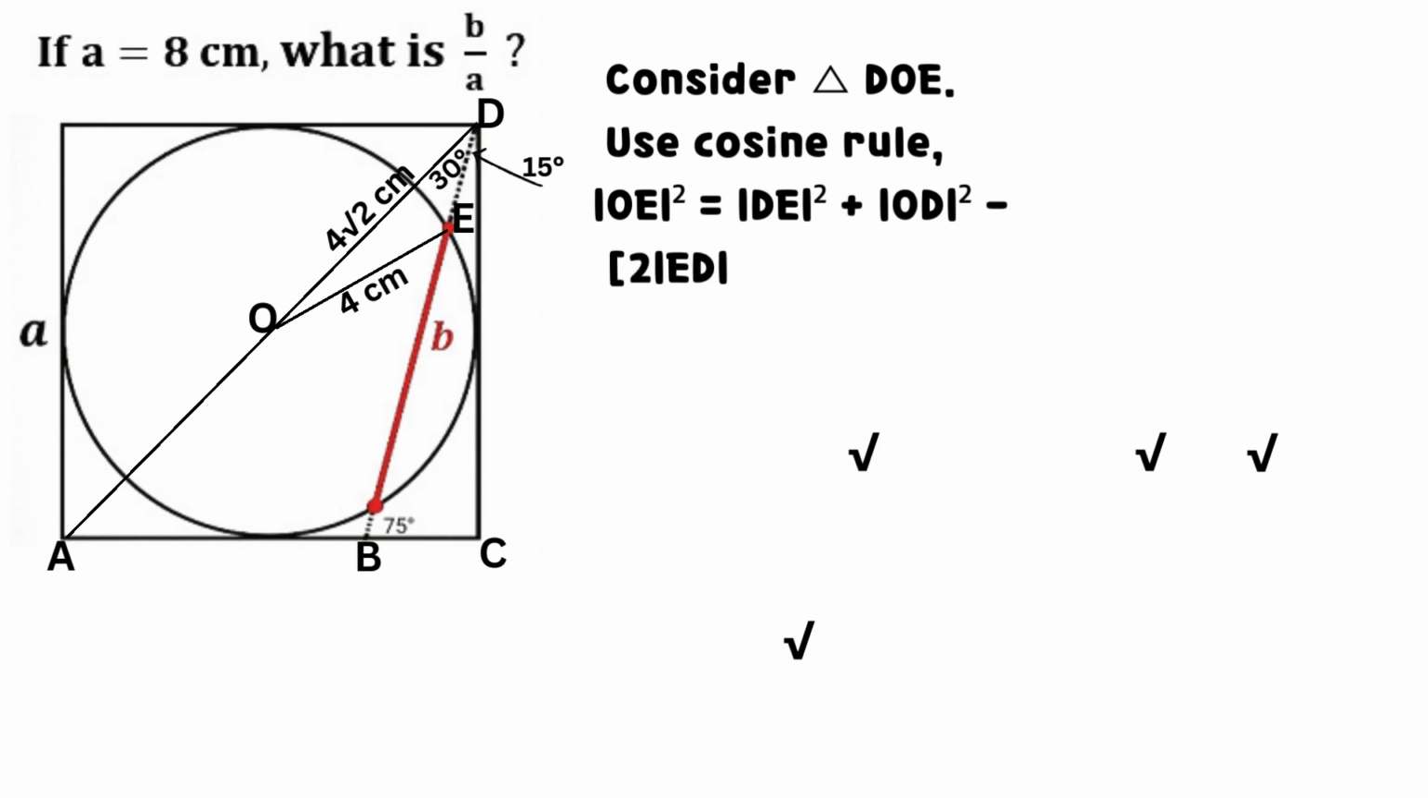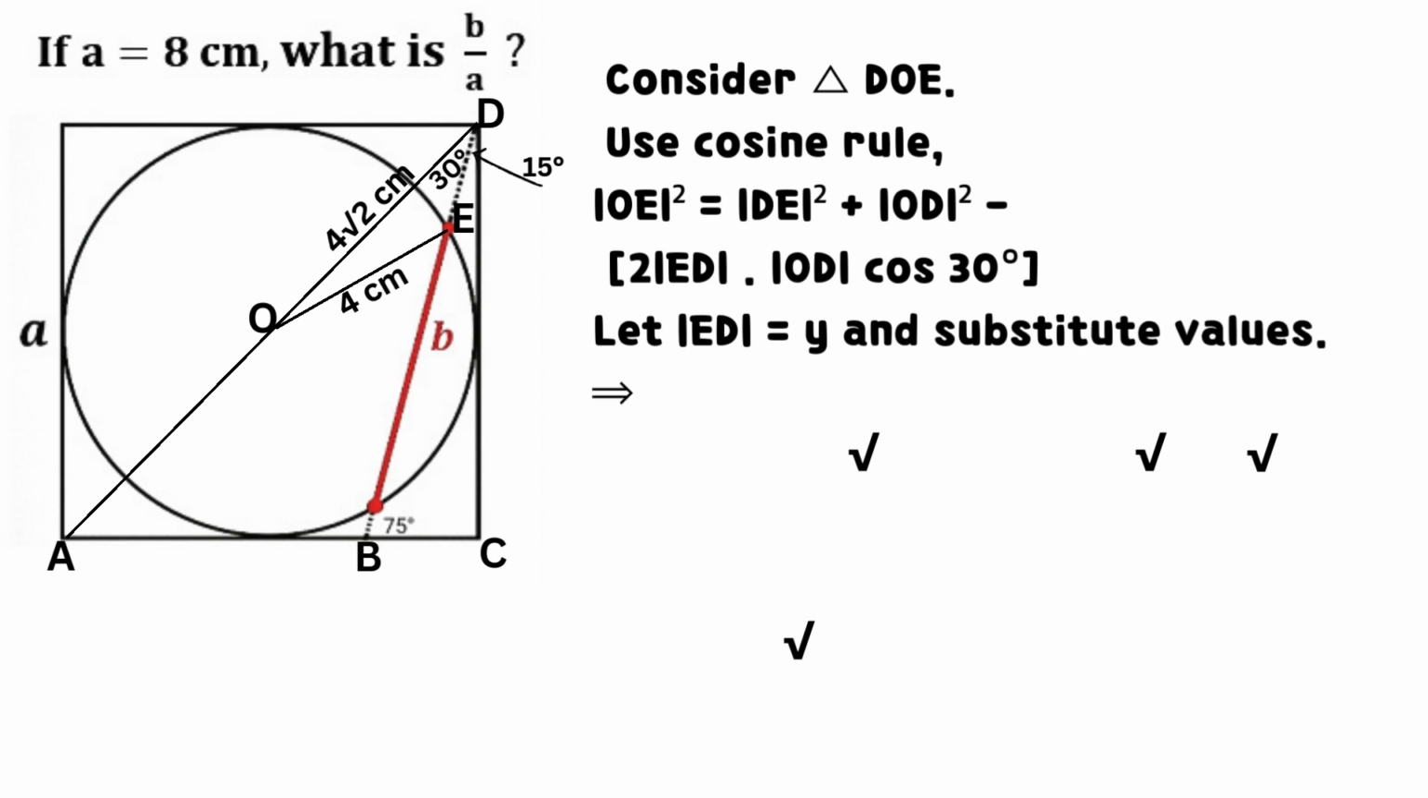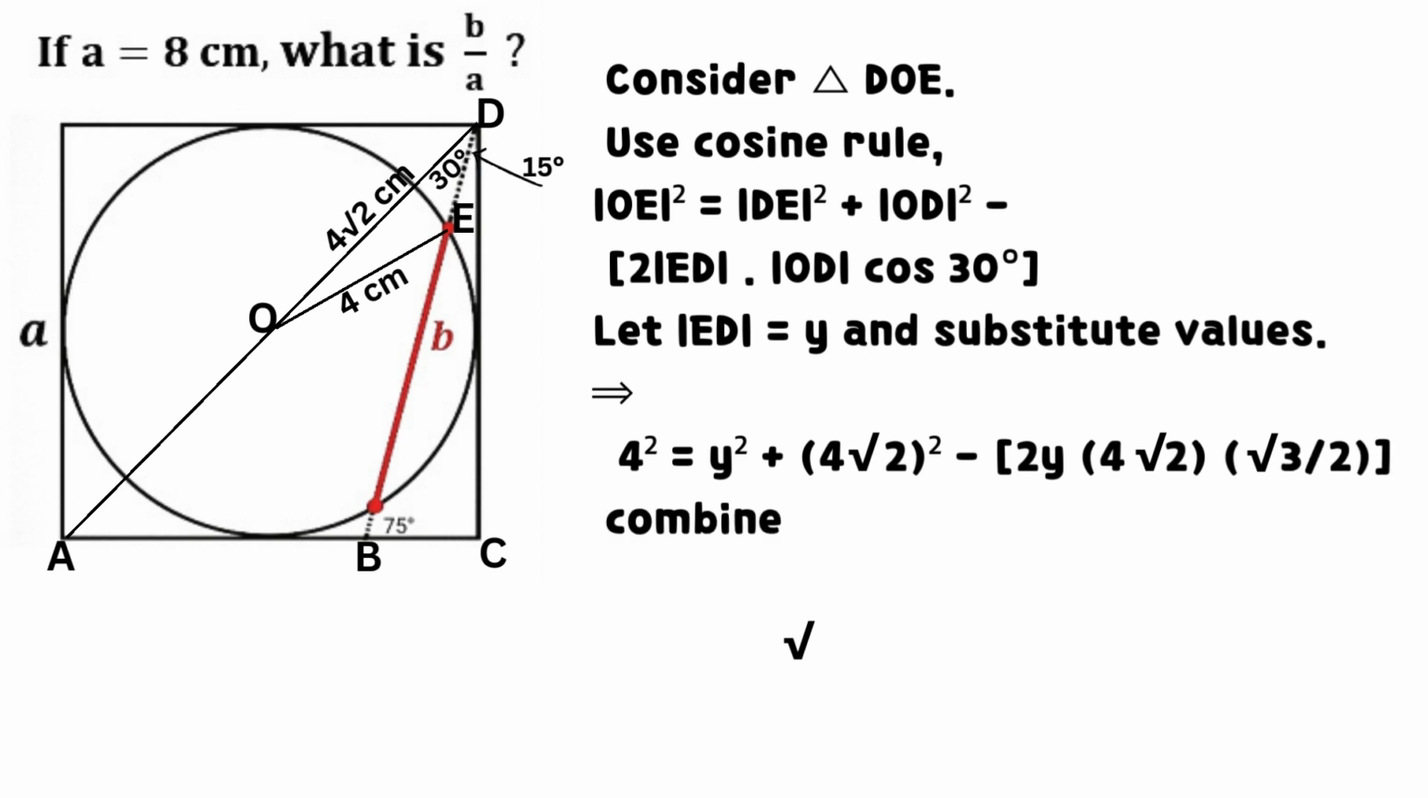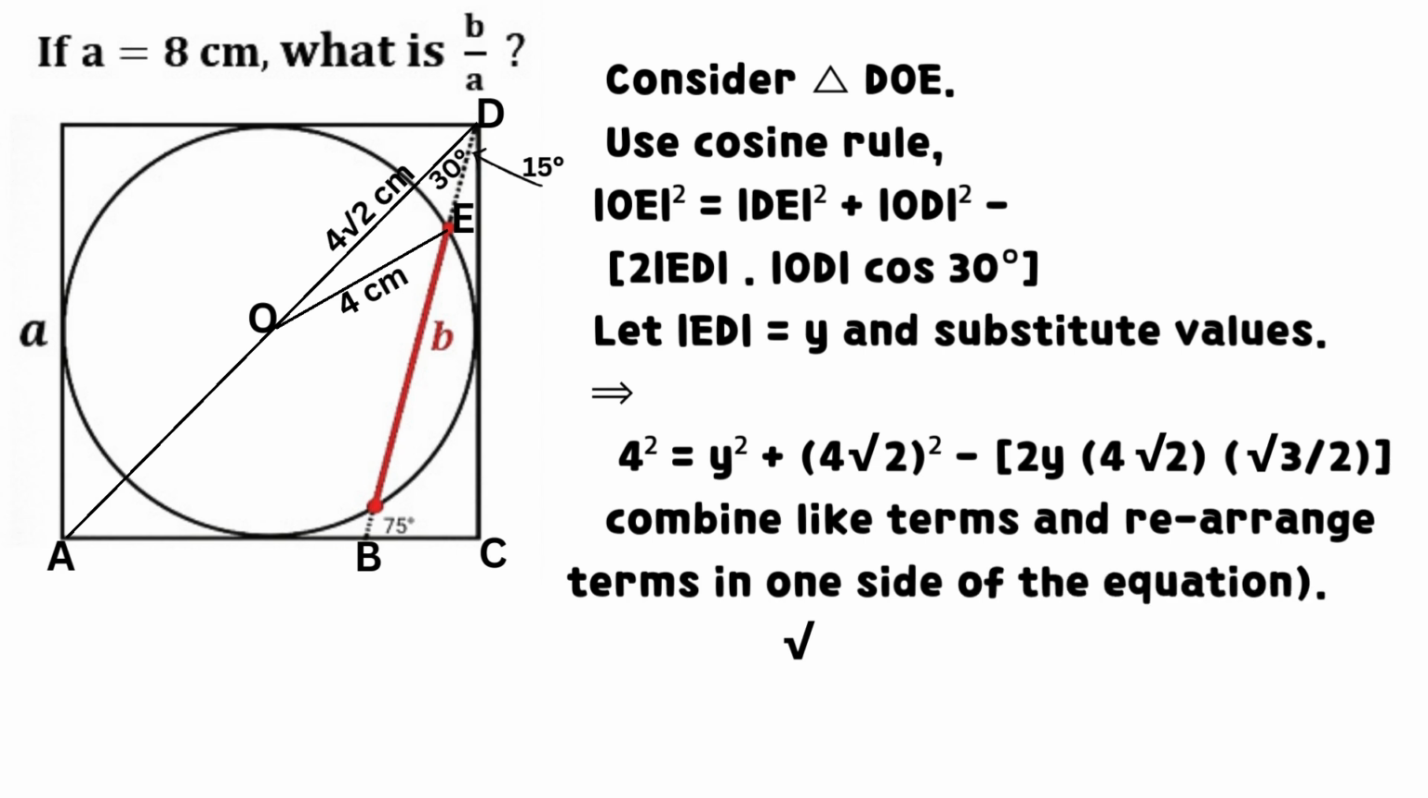Consider triangle DOE. Use cosine rule. The square of line OE equals the sum of the square of line DE and the square of line OD minus 2 times the product of line ED and line OD times cosine 30 degrees. Let line ED equal y and substitute values. We obtained an equation as shown on the screen. Combine like terms and rearrange terms on one side of the equation. y squared minus 4 times y times the square root of 6 plus 16 equals 0.